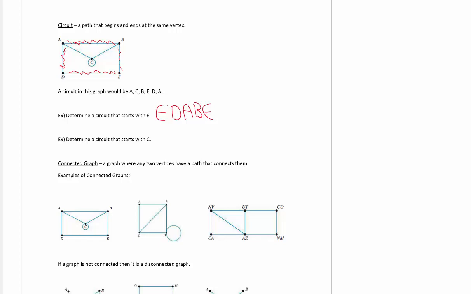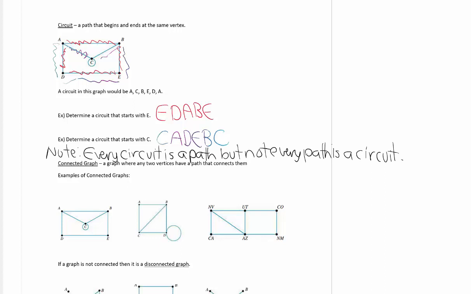Okay, so now let's do a circuit that starts with C. So let's do C to A, then A to D, then D to E, E to B, and then B to C. So I can write it C, A, D, E, B, C. Again, there are other circuits that start with C that we could have done. This is just one particular example. So keep in mind that every circuit is a path, but not every path is going to be a circuit.